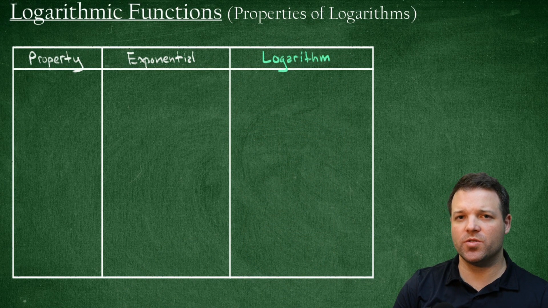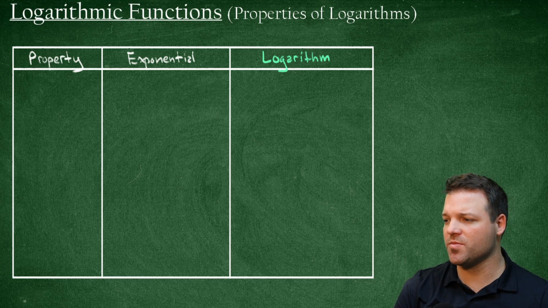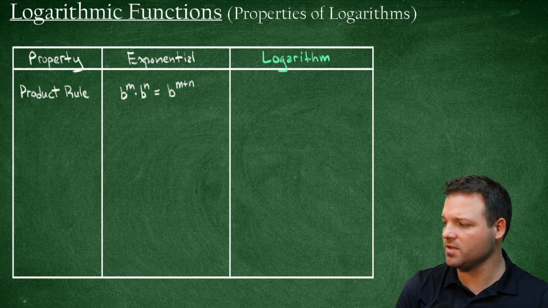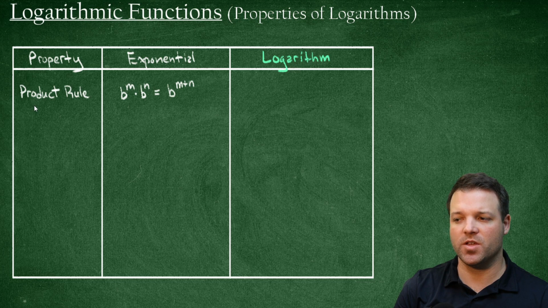Okay, so in order to come up with the properties of logarithms, we're actually going to create a corresponding pair for every property of exponentials. So let's go ahead and start. We're going to start with the product rule.